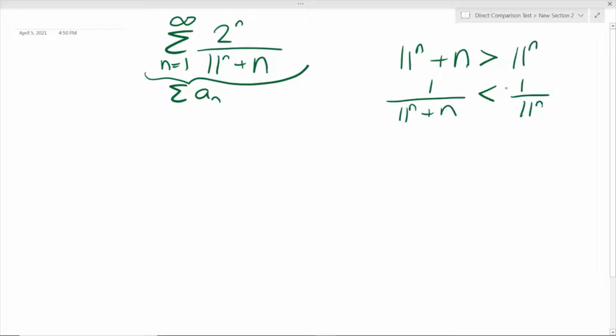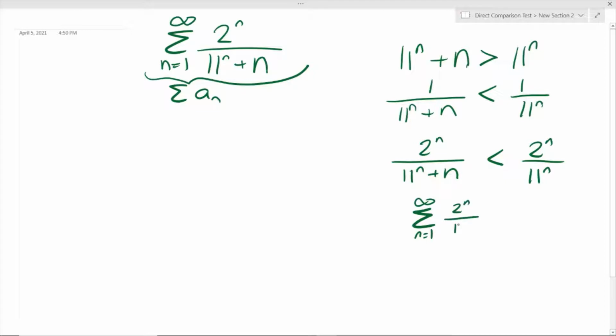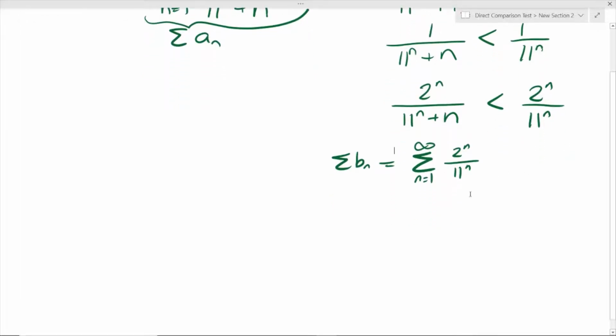Now, since this is true, we can also multiply it by 2n on both sides because we're going to try to match it exactly as it is. So there we have it. And we can see that this is going to be our series for BN. So this is our BN, so we're going to write that this is our BN, right? This whole thing.